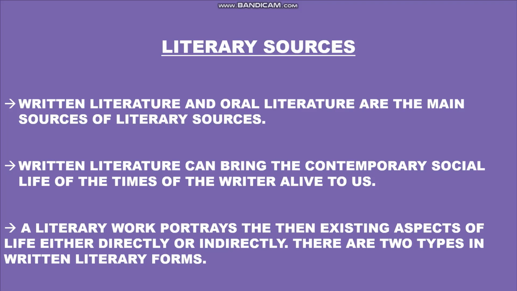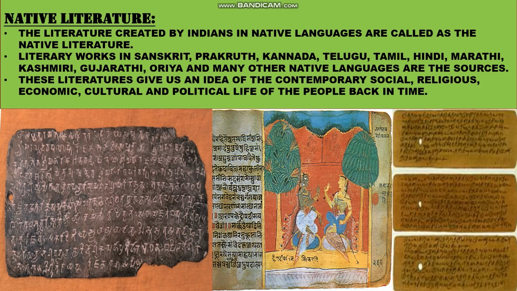Written literature and oral literature are the main literary sources. Written literature can bring the contemporary social life of the writer's times alive to us. A literary work portrays the then existing aspects of life either directly or indirectly. There are two types of written literary forms: native literature and foreign literature. Now let's learn about native literature.